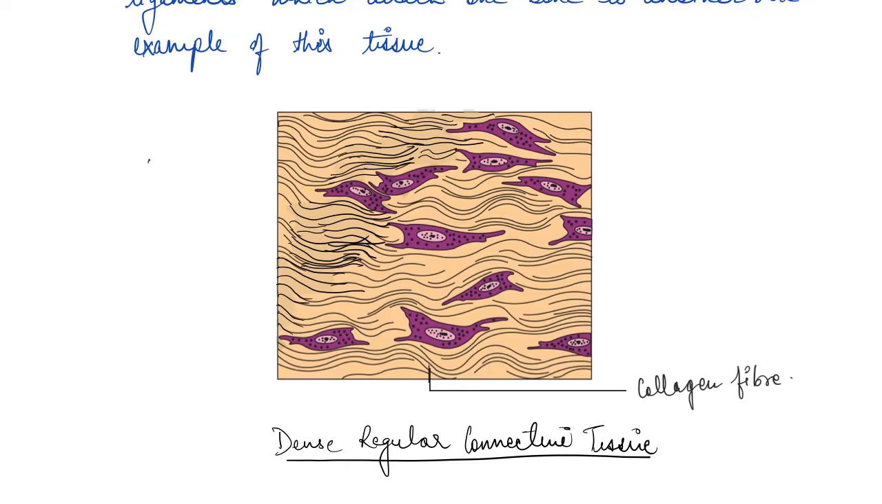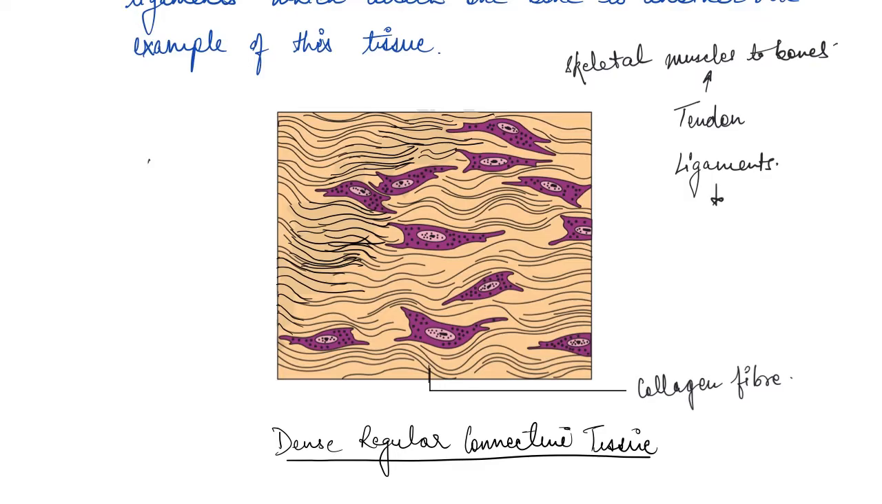Now, two examples of this kind of tissue, dense regular tissue, are tendon and ligament. I'm not sure whether you're aware of this or not, but tendons attach muscle to bones. And what kind of muscle? Skeletal muscle. So tendons attach skeletal muscle to bone, and ligaments attach one bone to another bone, right? So if you notice, this tissue is connecting the skeletal structure of our body, right?